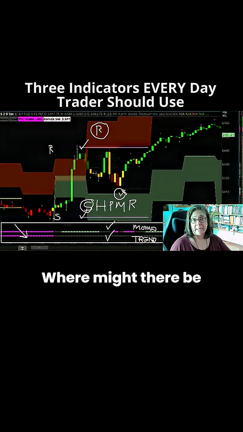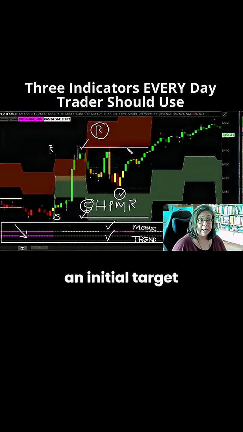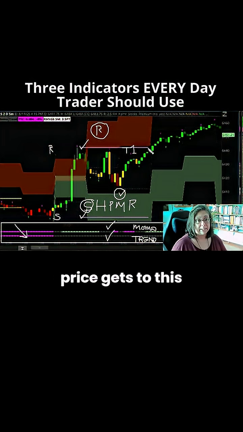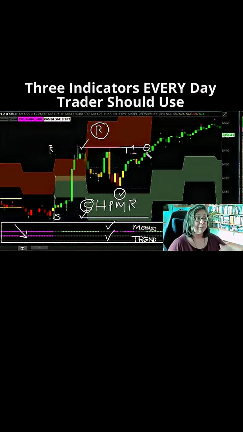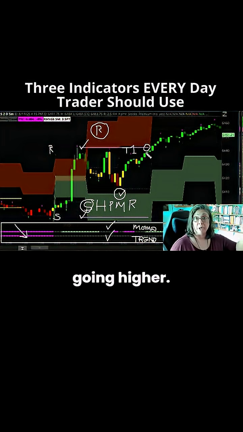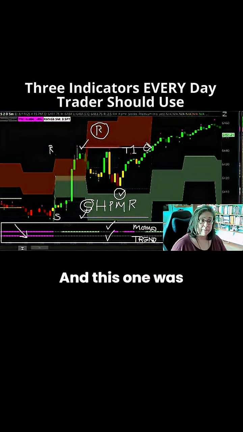Where might there be an obstacle that prevents price from moving higher? And very often an initial target can be the automated Darvas resistance. So as we buy here, price gets to this level and I can proactively pay myself. It doesn't mean price can't keep going higher, but it does mean there might be an obstacle. And this one was a great proactive place to pay myself.